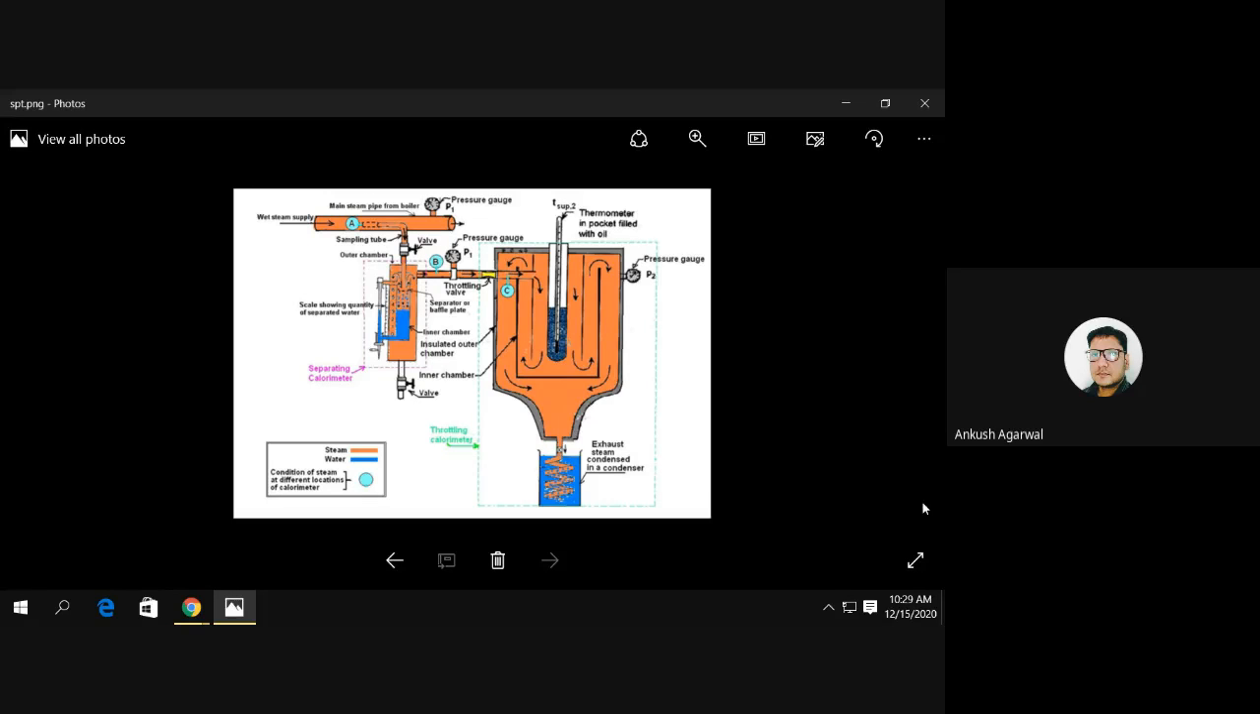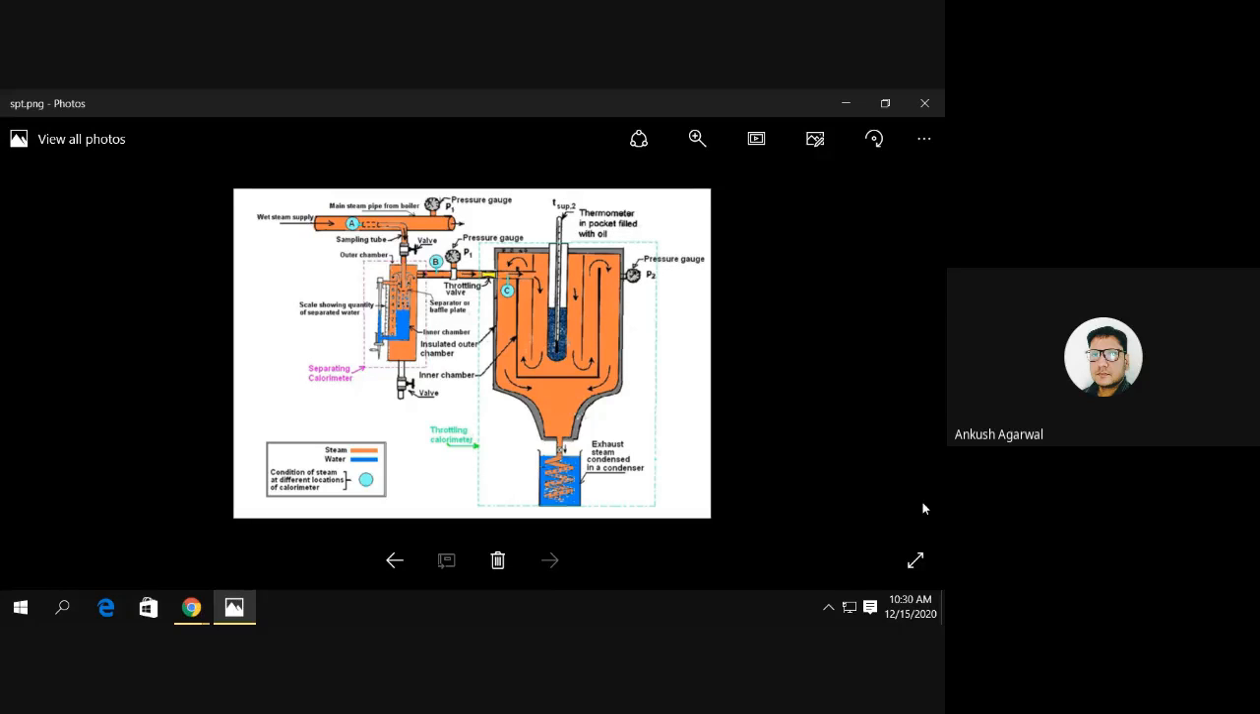Then the steam is taken to the throttling calorimeter. After the separating calorimeter, there is a throttling valve in between. It is then taken to the throttling calorimeter where it is throttled, and the exhaust steam is then measured. Its temperature is measured, its pressure is measured, and after throttling, the wet steam gets converted into superheated steam.